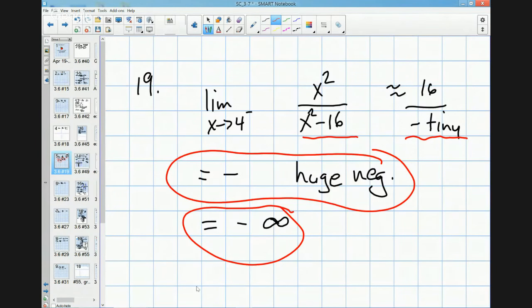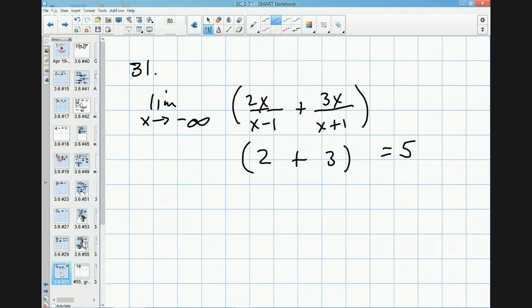I'm going to go to number 31 next. Another limit problem. Find the limit as x approaches negative infinity of that expression there, 2x over x minus 1 plus 3x over x plus 1. So you can calculate this fairly easily, because as x approaches negative infinity, on the bottom you're going to have negative infinity and 1. Of course, there is no such thing, but it's just a negative huge number.